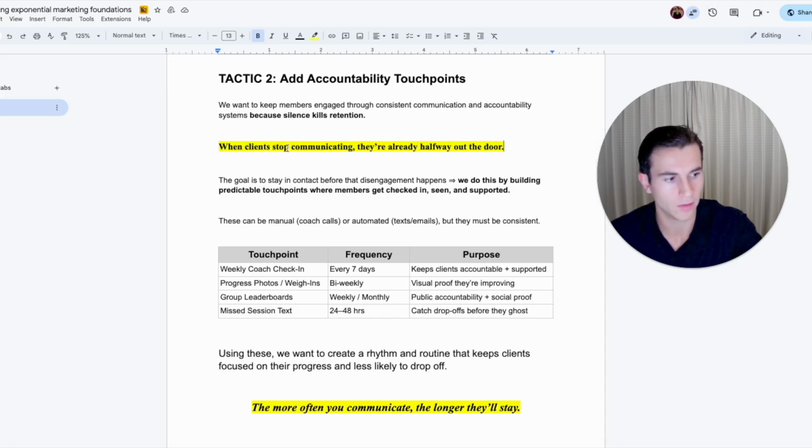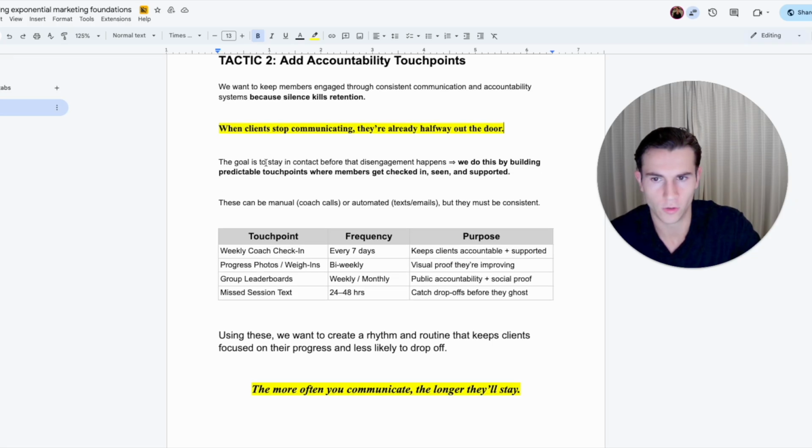When clients are just not showing up or not responding to text messages, or you can even tell they're taking a little bit longer to respond, they're halfway gone. So the goal is to stay in contact before that disengagement happens, and we do this by building predictable touch points where members get checked in, seen, and supported.